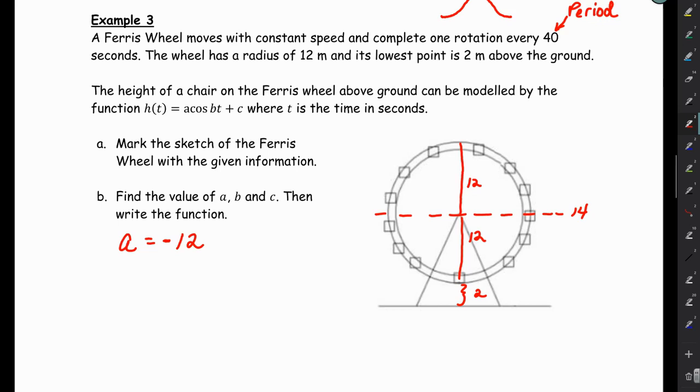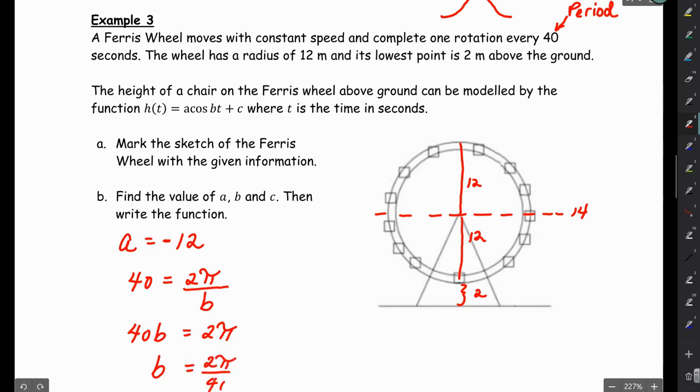Now the value of B is the number of cycles in a period. Well, we know that the period is equal to 40. And in a cosine curve, to find B, the value of the period is equal to 2 pi over B. So we're going to solve for B. We'll cross multiply. So we're going to get B equals 2 pi over 40. And if we simplify that, we'll get pi over 20. Right, so far so good.